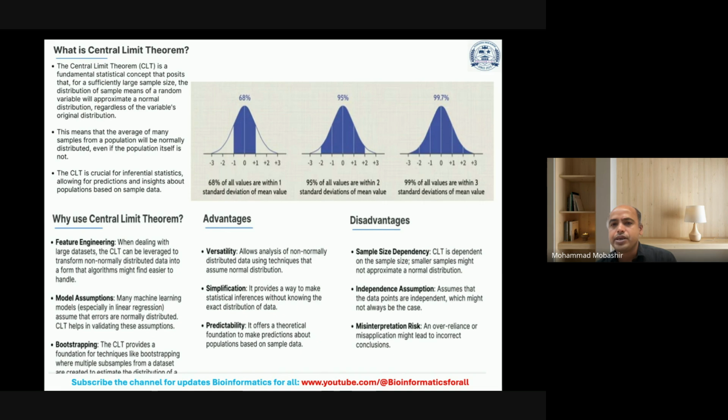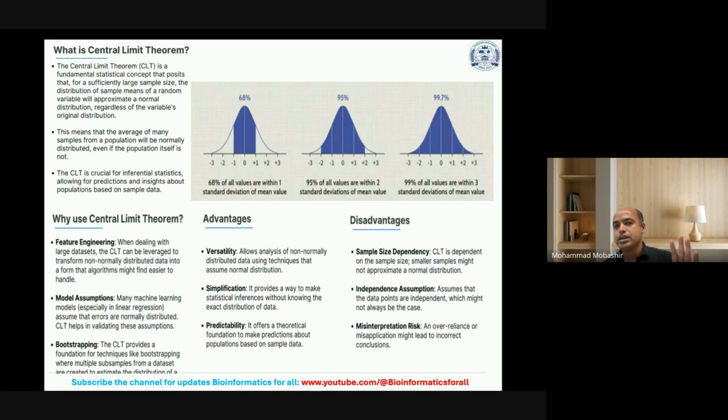Disadvantages are, for example, sample size dependency. It is dependent on the sample size. Smaller samples might not approximate a normal distribution. Independence assumptions: it assumes that the data points are independent, which might not always be the case. Misinterpretation risk: an over-reliance or misapplication might lead to incorrect conclusions.